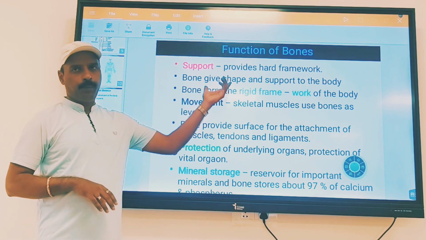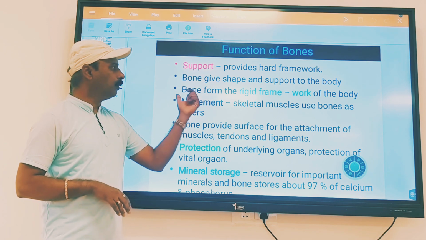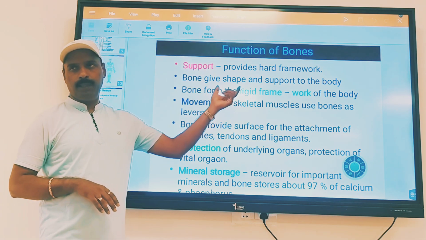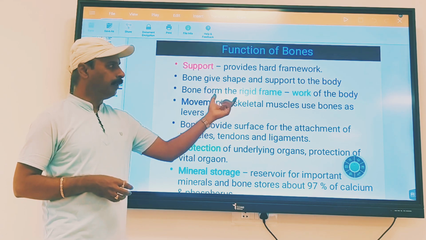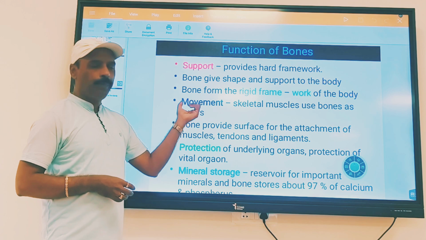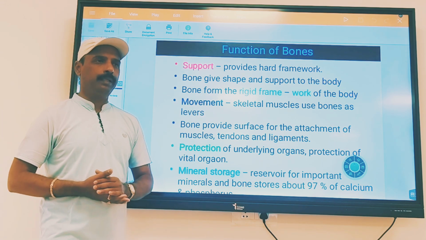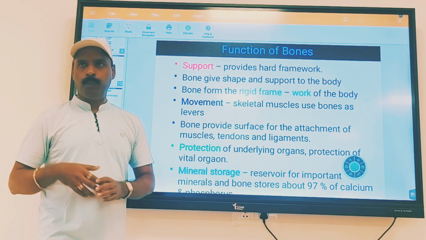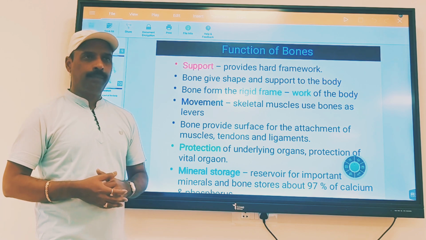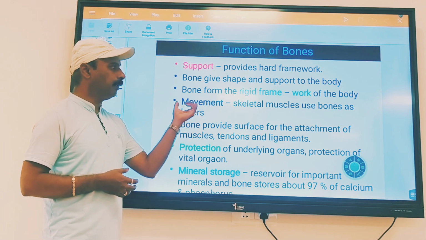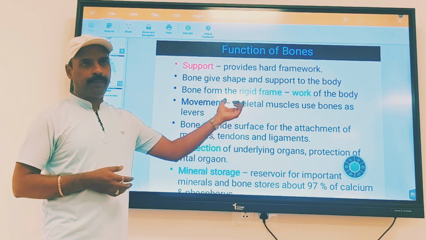Bone gives shape and support. You have the support I have told, and shape and support. Bone forms a rigid framework. It is a rigid framework, not easily bending. Movements, it helps. Bones help with movement where they come together and form a joint. When more than two bones come together, we call that a joint, and that helps for movement. And also they provide the area for skeletal muscle attachment.